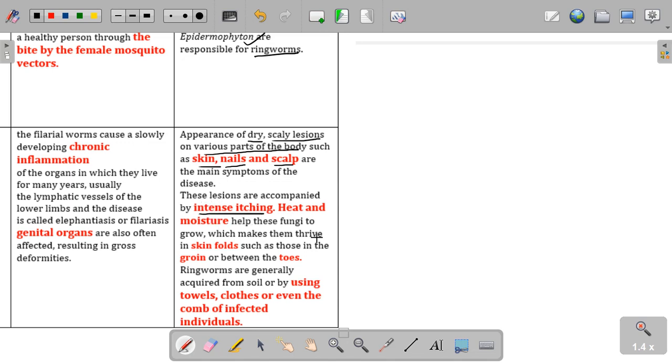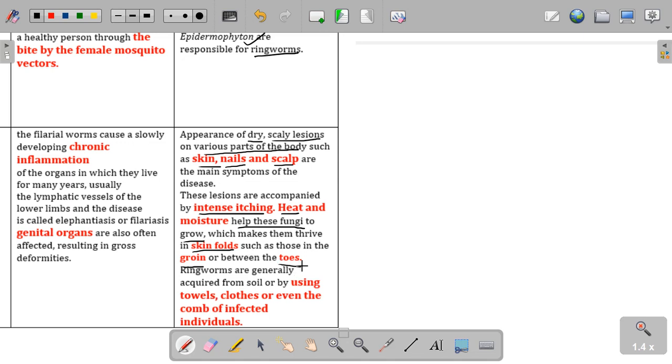Heat and moisture help these fungi to grow, which makes them thrive in skin folds, like the folds between the fingers, under the arms, armpits, between the groin, between the legs, and even toes. These are the best places for the fungi to grow.